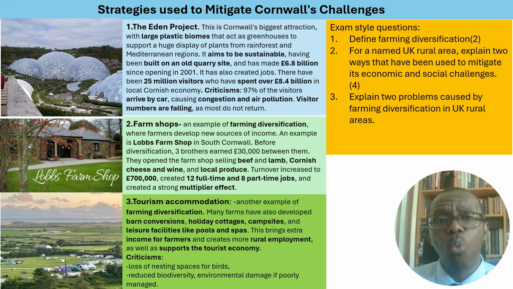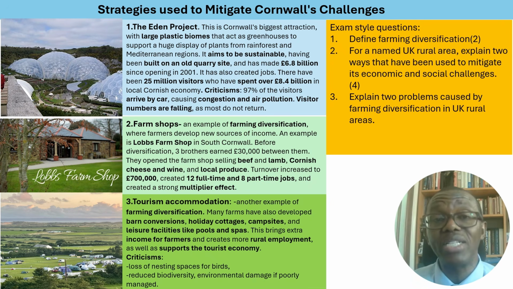Now, what's one of the ways they have done that? They have opened local shops or farm shops, and an example of that is Lobb's Farm Shop in South Cornwall. Now, before the diversification, there were three brothers who were earning £30,000 between them every single year. Then they opened the farm, and this farm sells beef, so not dairy products, obviously. It sells lamb, and it also sells Cornish cheese and wine, as well as other local produce.